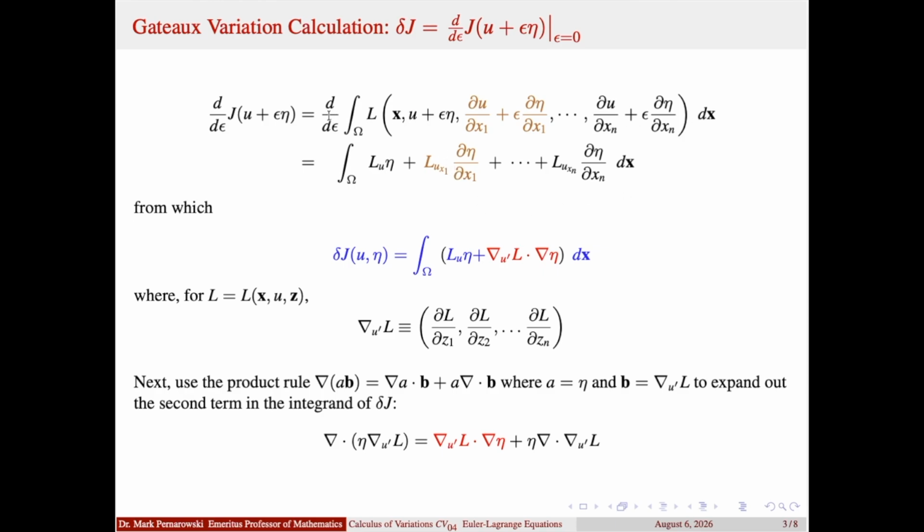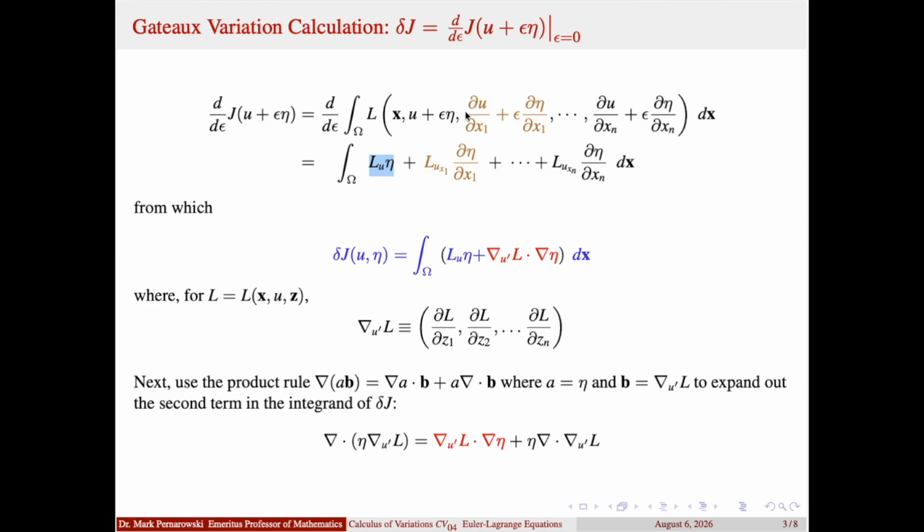If I take this derivative on the outside and I take it within, it becomes a partial derivative of the integrand. So let's look at this. A partial derivative of this thing here. Well, this term here, partial derivative, will give me a partial of L in u times the derivative of the argument here in epsilon. Well, that's just eta. So that part gives me this first term.